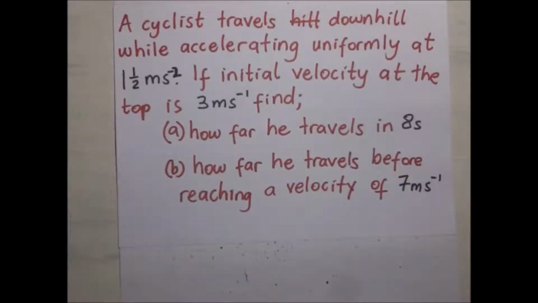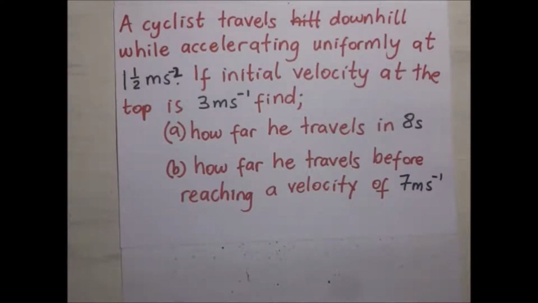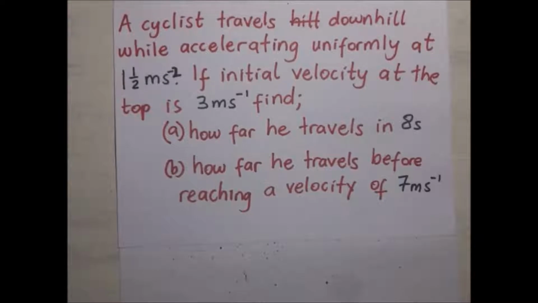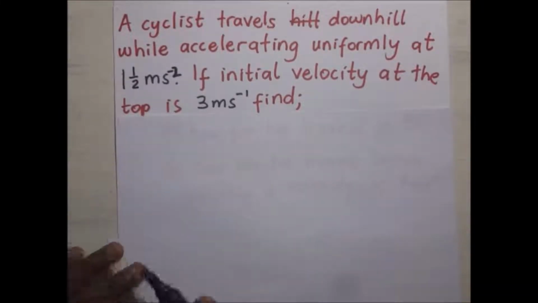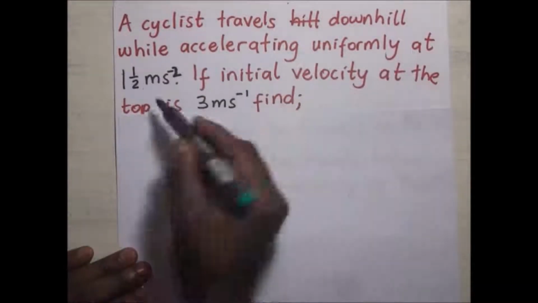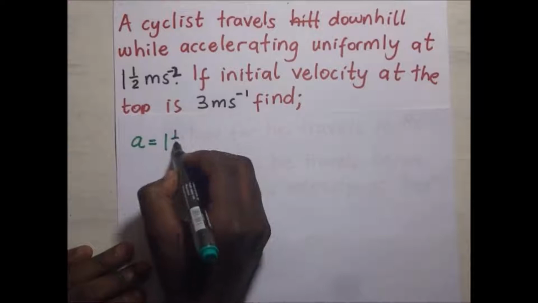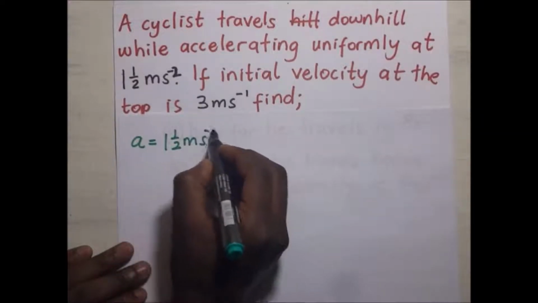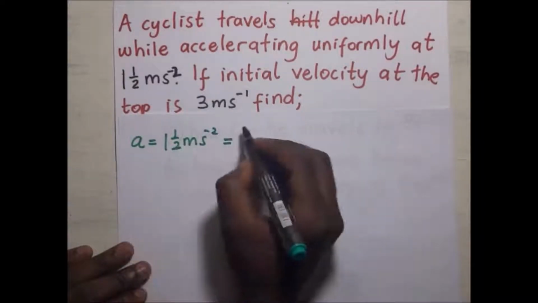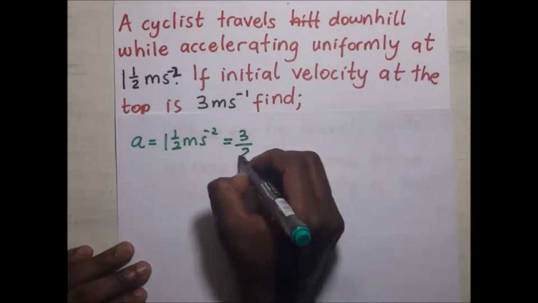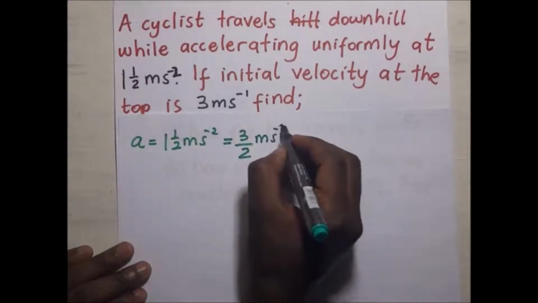A cyclist travels downhill while accelerating uniformly at 1.5 meters per second squared. If the initial velocity at the top is that, find how far he travels in 8 seconds. Again, to summarize this question, he's accelerating at 1.5 meters per second squared, which is the same as saying 3/2 meters per second squared.